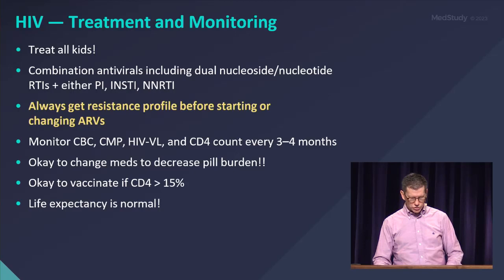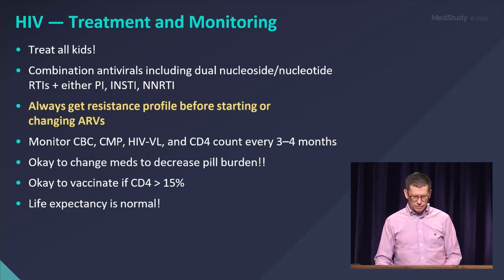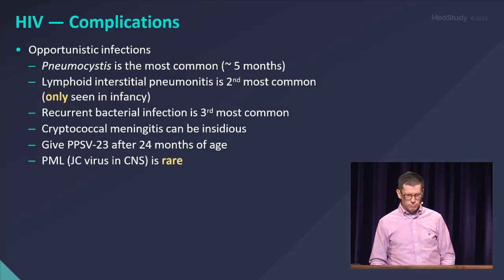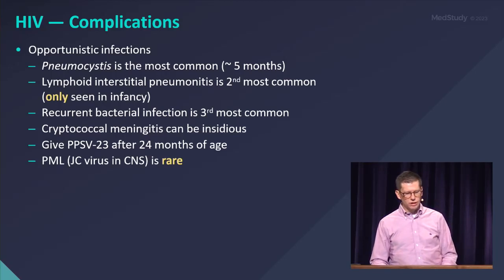And now, fortunately, this is more of a chronic illness than a life sentence, thanks to the antiretroviral therapy that exists in screening kids. The complications that you need to know for your board. So the first one is going to be pneumocystis. That's the most common. It usually occurs within 5 to 7 months of infection.